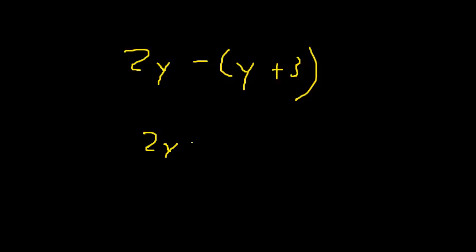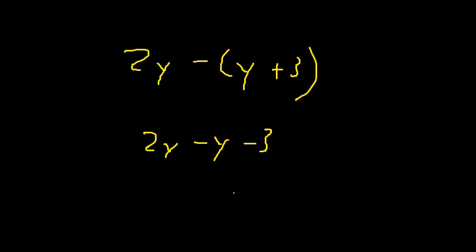Let's do something a little more complicated. Say 2y minus (y plus 3). Here we need to distribute this negative sign. Negative times y, so we have our 2y out front, minus y, minus 3. Again, distributing that negative to each piece.